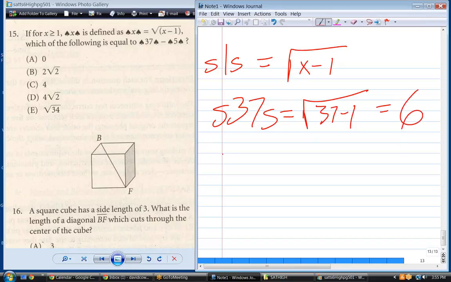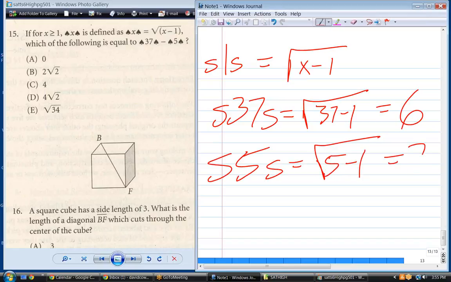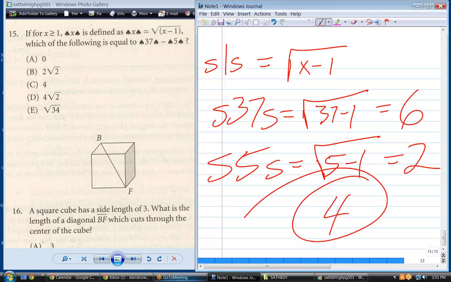Okay. Spade 5 spade is what? Square root of 25. Not 25, 5. 5 minus 1, which is 2. 6 minus 2 is 4. And they're almost always that easy. I've seen them one level more difficult than that. But just make sure that you're substituting, and that's all the problems really are.